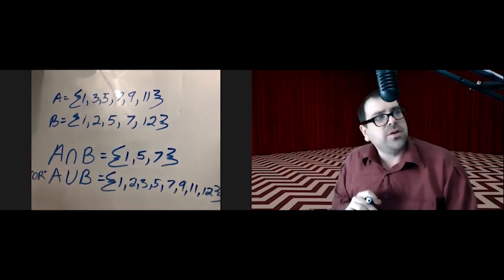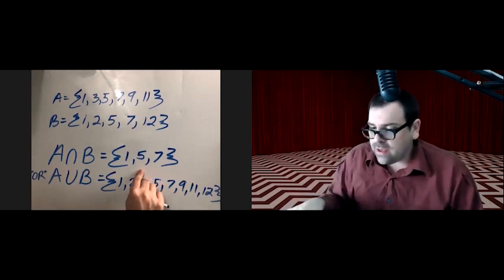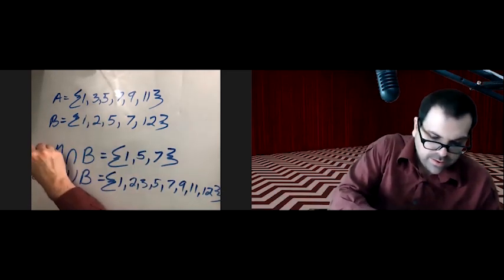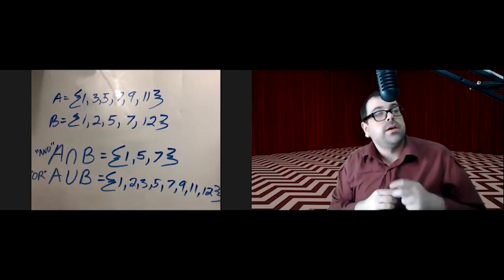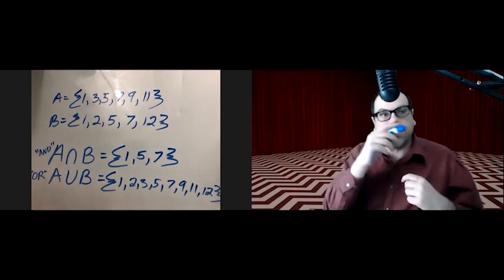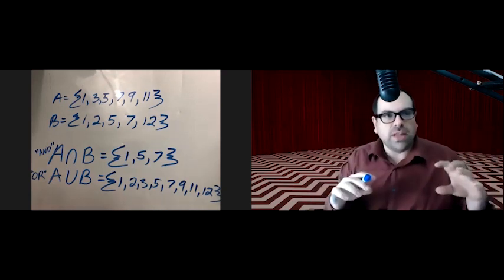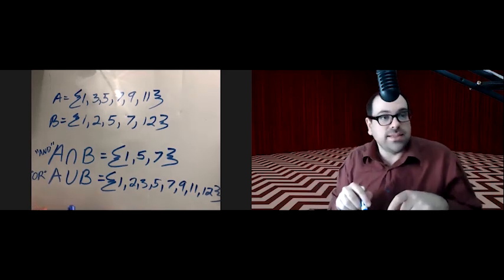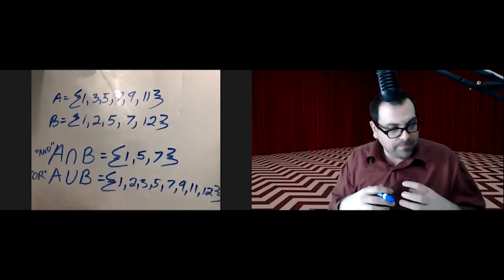What word would we use for making it into here? It makes it in if it is in A and B. So an intersection is an and statement and vice versa. When we have an and statement, that means the overlap. When we have an or statement, that is the union. That's both brought in.